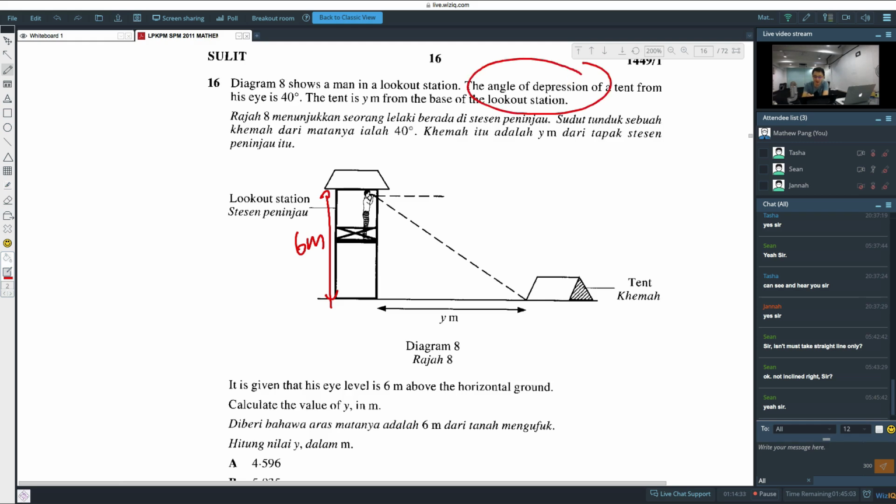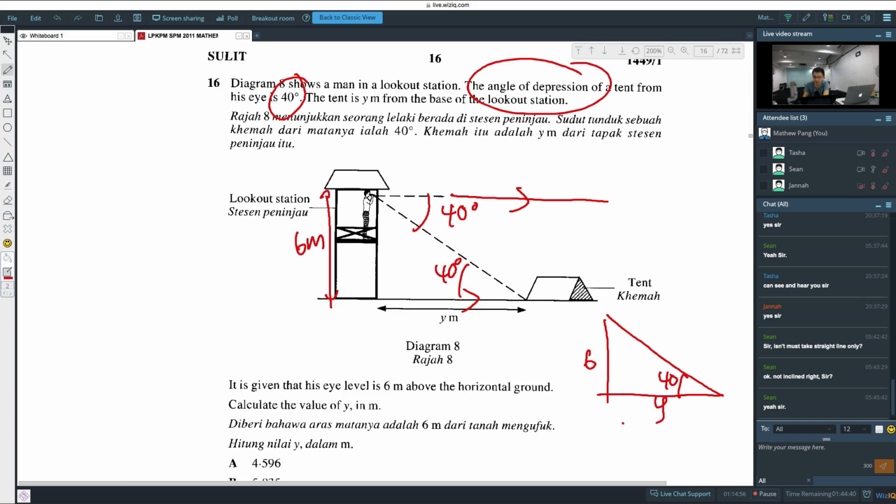So you have to understand the angle of depression here is 40 degree. For angle of depression, I must have a horizontal line and then look down 40 degree. Because this is a horizontal line, this is horizontal ground, so both are parallel. Then you can use the alternate angle, so here will be 40. Then I will have a right angle triangle like this. 40 degree, this is 6, this is Y.